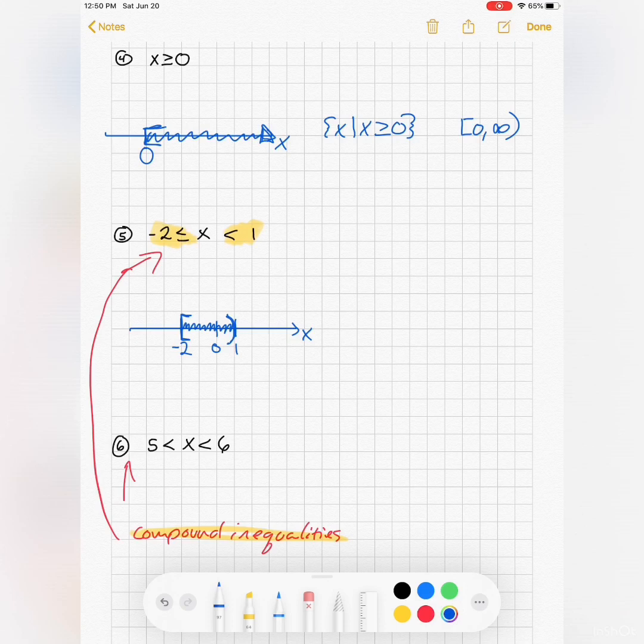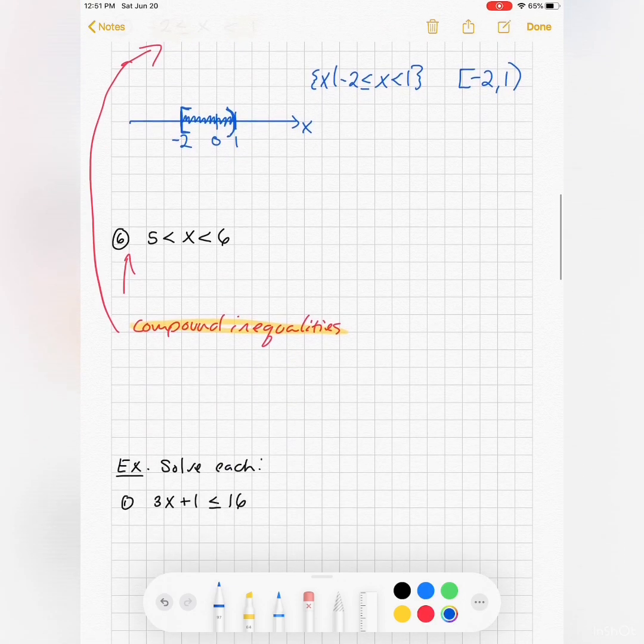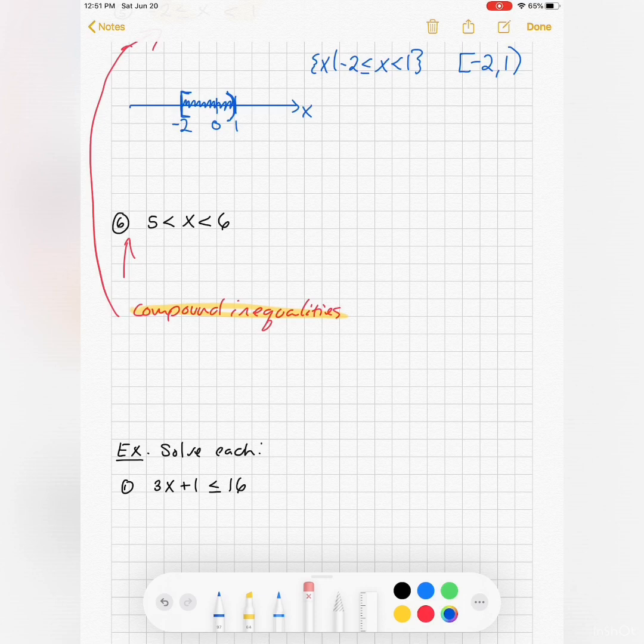Okay. So then how do I write the set builder notation? Set of all the x's where -2 is less than or equal to x is less than 1. The interval notation would be -2 to 1. Let's try this next compound inequality. It's going to be similar.